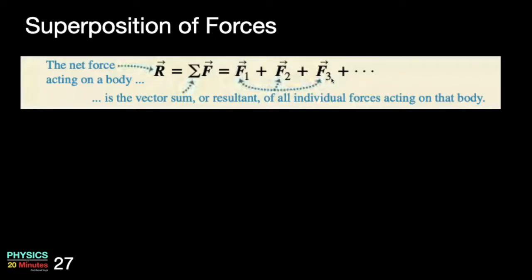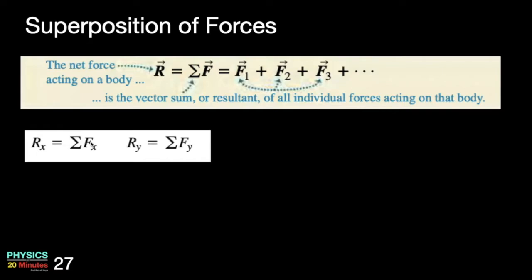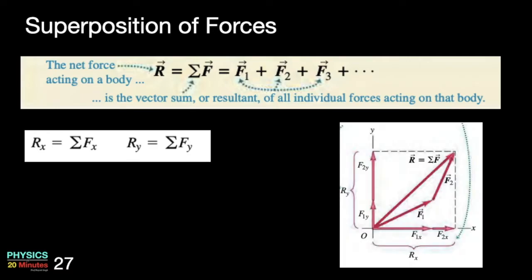So if there is more than one force present, then the net force is given by the vector sum of all the forces. In that case, the components of individual forces will also add up to give you the components of the resultant force. The x component of all the forces will add up to give you the x component of the resultant. The y component of all the forces will add up to give you the y component of the resultant. We can see it in a vector diagram.